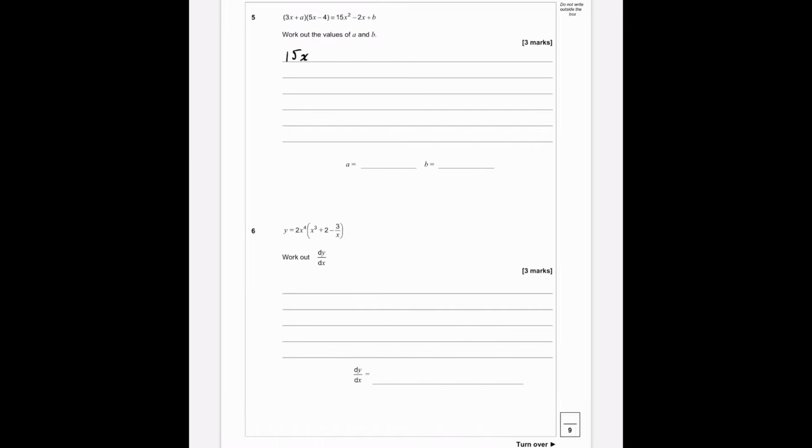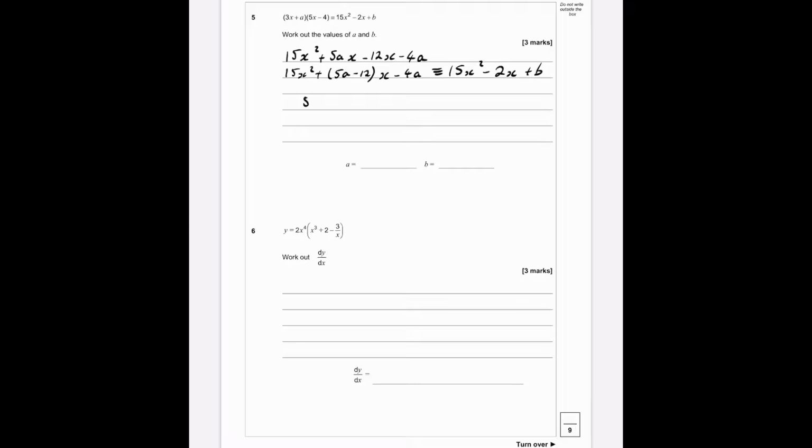Question number 5. So we've got a factorized quadratic and then the expanded quadratic written as an identity. I'm going to expand out the quadratic on the left-hand side and then equate coefficients. So expanding it out, and then I'm going to factorize an x out of the middle 2. I write the x at the end just because it's nice to have the coefficient in front of the x there. And we know that that's equivalent to 15x squared minus 2x plus b.